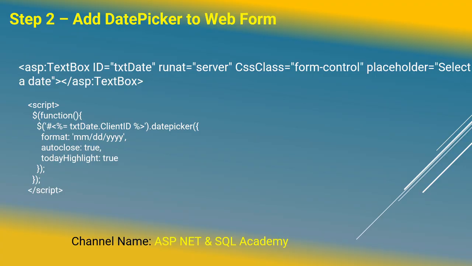Next, add a text box with the Bootstrap form control class. Initialize the DatePicker using jQuery, setting the date format, enabling auto close, and highlighting today's date.